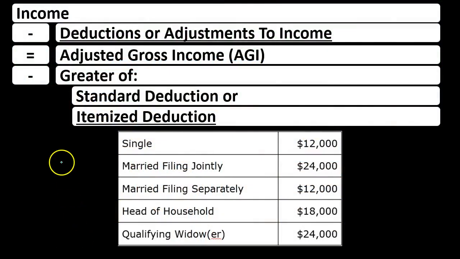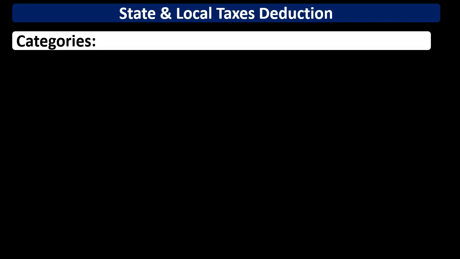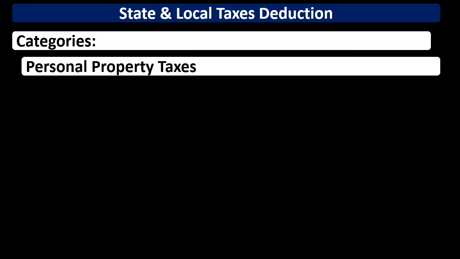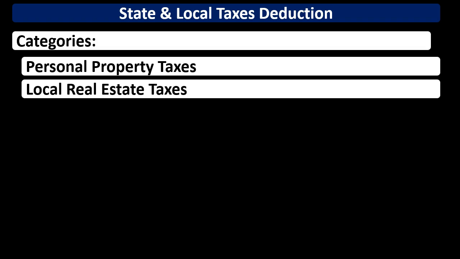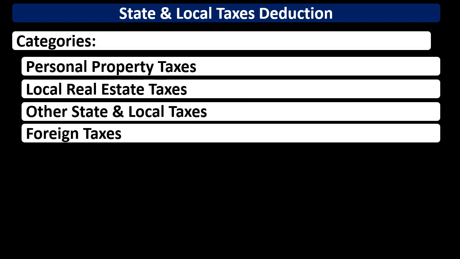Remember that as we talk about itemized deductions, we will only be taking the itemized deductions if they add up to a sum greater than the standard deductions. The standard deductions, depending on the marital statuses, we'll see down here, including single of $12,000, married filing joint of $24,000. There will typically be 4 categories of the state and local tax deductions on the Schedule A, including personal property taxes, local real estate taxes, other state and local taxes, and foreign taxes.